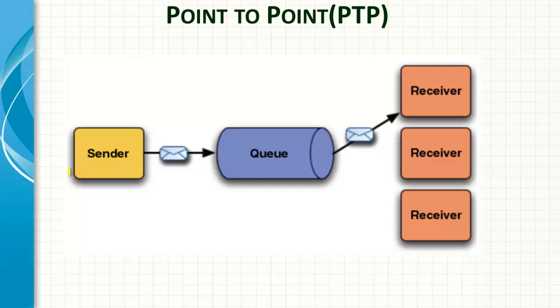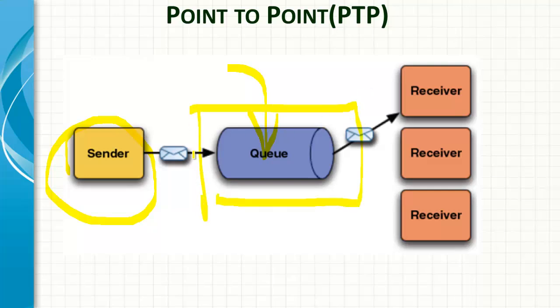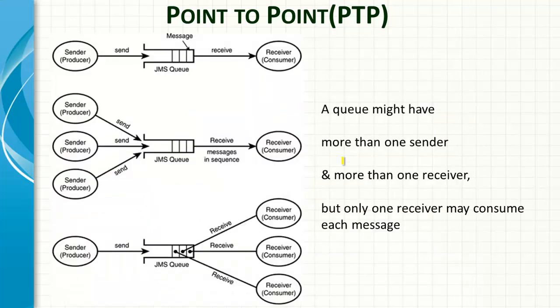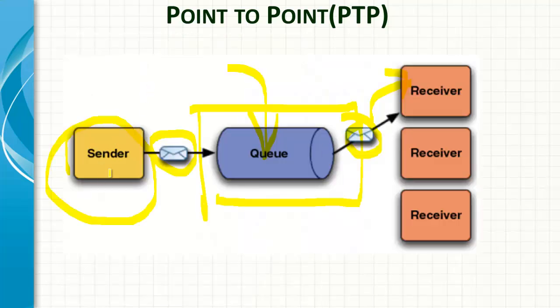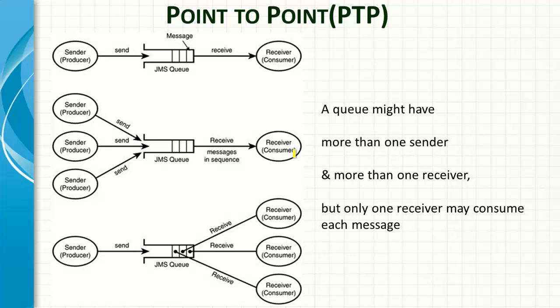Let's see it pictorially. There is a sender, this is the queue, say for example ActiveMQ, the MOM, and the message which is being sent will be received by one of the receivers. If you want to see it further, it does not mean that you have to have only one receiver. Multiple receivers can be configured, but the message will only be received by one receiver. So you can have one sender and one receiver, producer and consumer, a JMS queue, and a message will be received by a receiver.